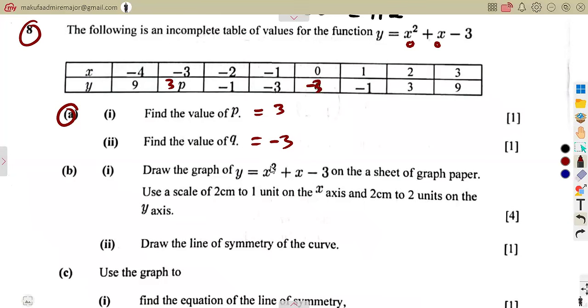B, item 1, we are asked to draw this graph on a sheet of graph paper using a scale of 2 centimeters to represent 1 unit on the x-axis and 2 centimeters to 2 units on the y-axis. But you're not given the interval, like x from this to this. So you just work with your table. As you can see, x is from -4 up to +3, because you're not given that. So you have to be very, very careful.